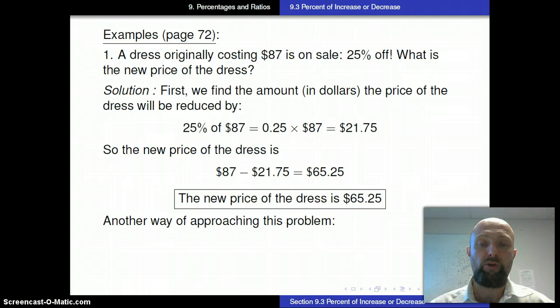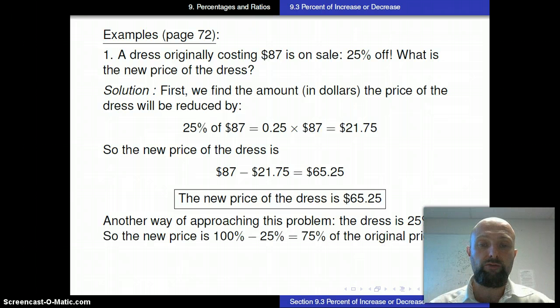There is another way of approaching this problem. The dress is 25% off, so the new price will be the original price, which is 100%, minus 25%, which is 75% of the original price. 75% of $87 is 0.75 times $87, which is $65.25.